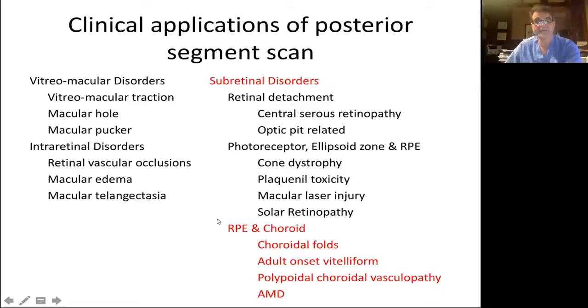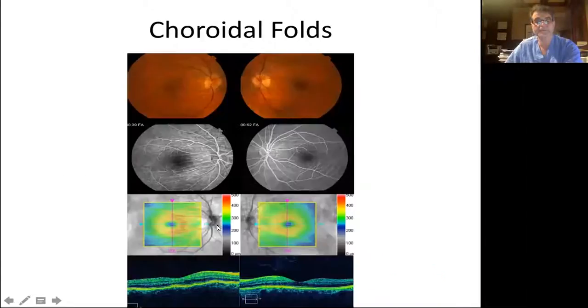Now on to even deeper layers, the RPE and choroid. This is a patient with choroidal folds. It can be quite subtle on the color photos. I believe you can see them radiating horizontally through the fovea and the right eye. They're quite distinct on the fluorescein angiogram, and they're distinct on the OCT as well.